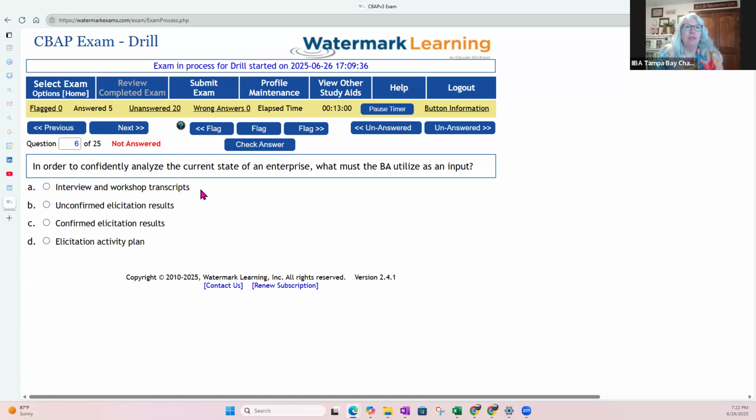Okay, in order to confidently analyze the current state of an enterprise, what must a BA utilize as input? So what task are we in? Analyze current state. Oh, wait, that's the name of the task, isn't it? Yeah. The options: interviews and workshop transcripts, unconfirmed elicitation results, confirmed elicitation results, or the elicitation activity plan. It's this and something else, but which one of these is it?